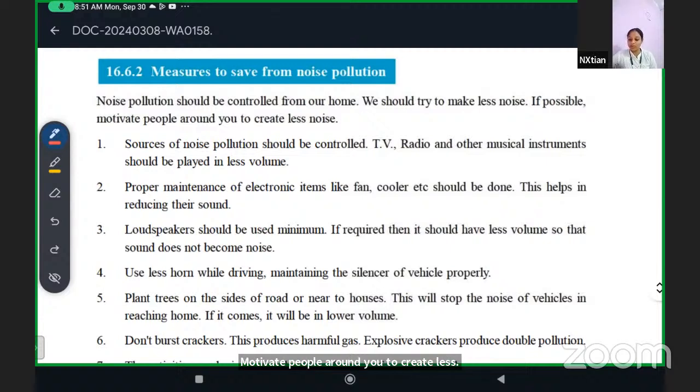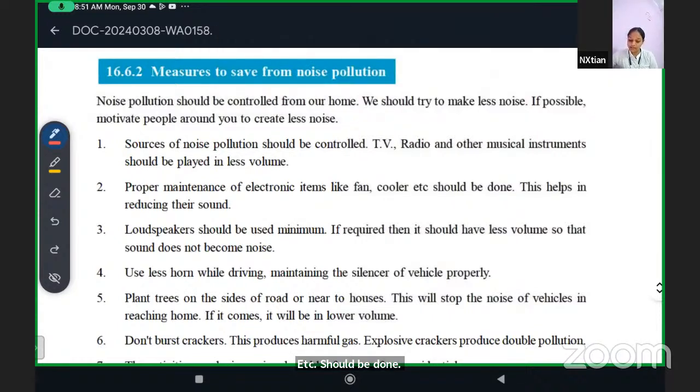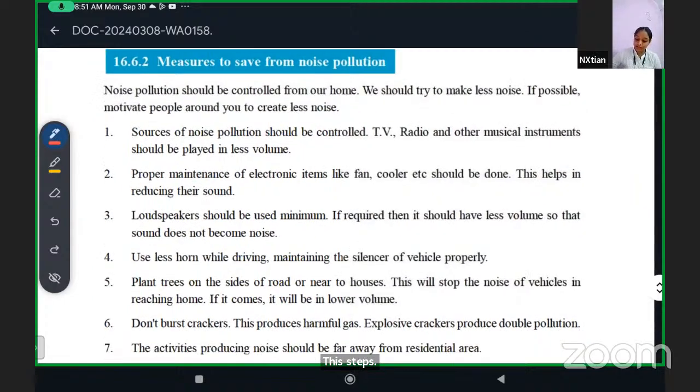We can control the sources such as TV, radio, speakers, and musical instruments. We should play them in less volume. Proper maintenance of electronic items like fan, cooler, etc. should be done. This helps in reducing their sound.